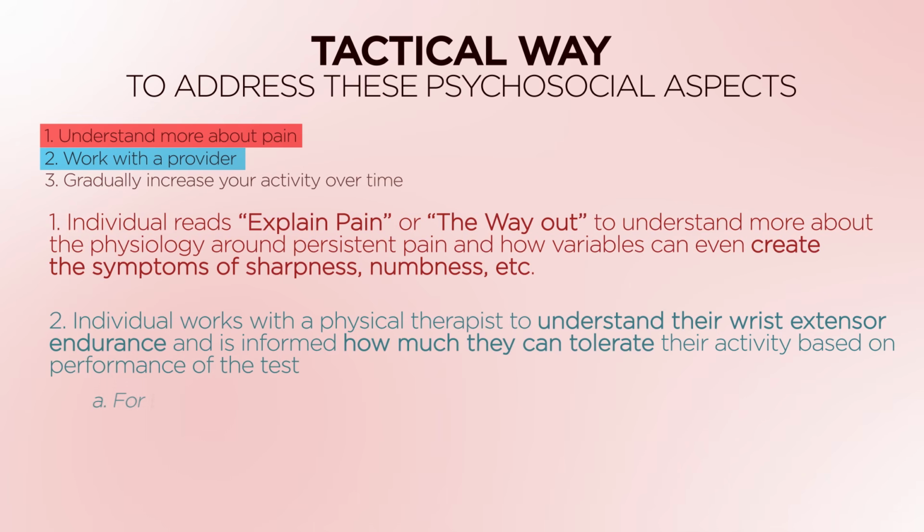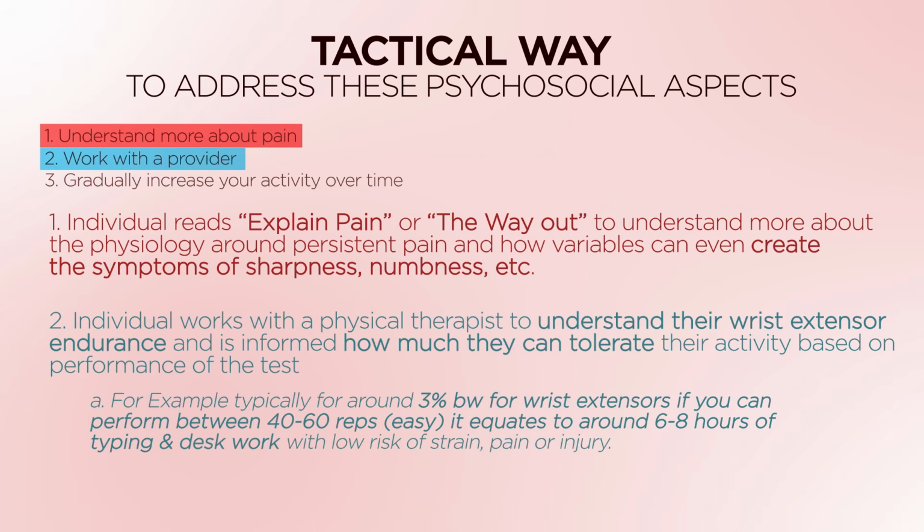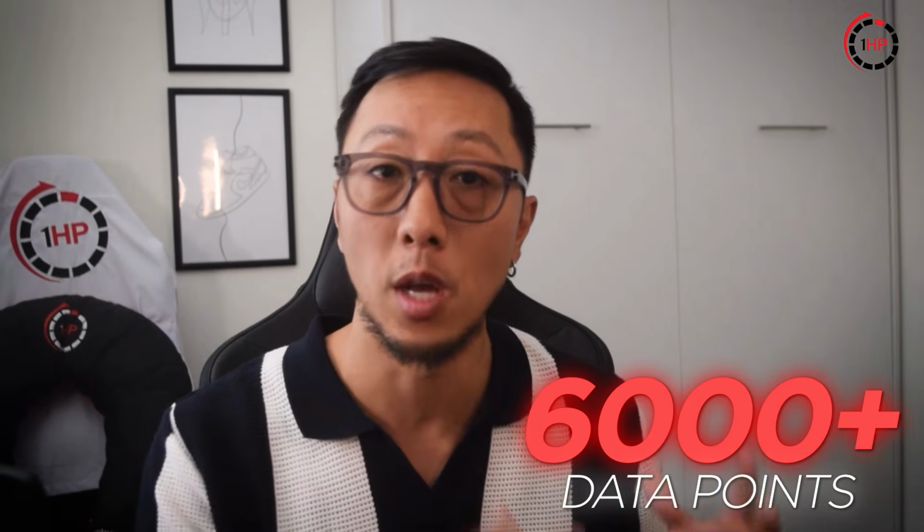Now, for example, typically around 3% of your body weight for wrist extensors, if you can perform between 40 to 60 reps easy, that typically equates to around 6 to 8 hours of typing or desk work with low risk of strain, pain, or injury. And these are based on the normative values that we've established over the 11 years of assessing this more than 3,000 times and actually 6,000-plus data points within our app.